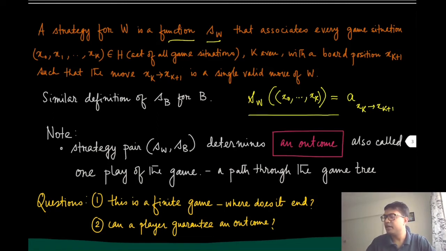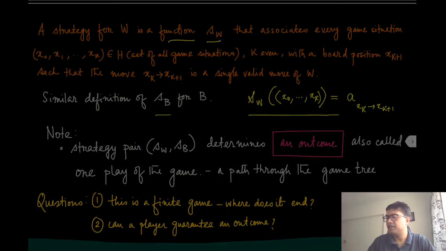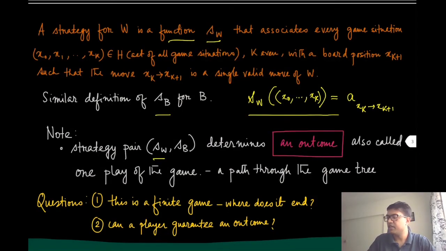Similarly, you can define a very similar function for the strategy of player B. Now, once you have decided what SW is, SW is giving you a mapping from each history to a specific action which is feasible for that player. Once you have picked a strategy pair like SW and SB, you are certain that you can reach an outcome.